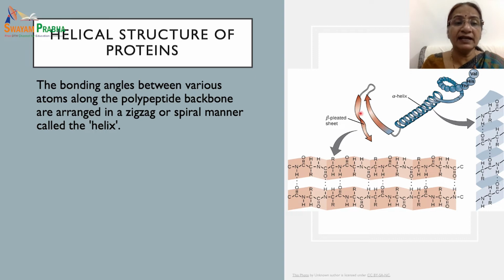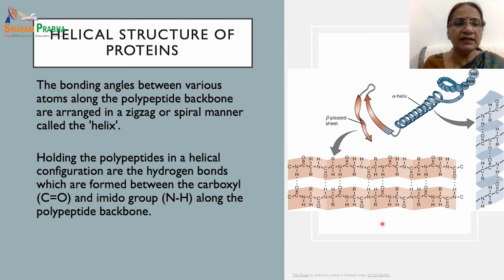Now the helical structure of proteins. The bonding angles between various atoms along the polypeptide backbone are arranged in a zigzag or spiral manner called the helix. Holding the polypeptides in a helical configuration are the hydrogen bonds which are formed between the carboxyl CO and imido group, that is NH group, along the polypeptide backbone. These hydrogen bonds are parallel to the major axis of the helix.